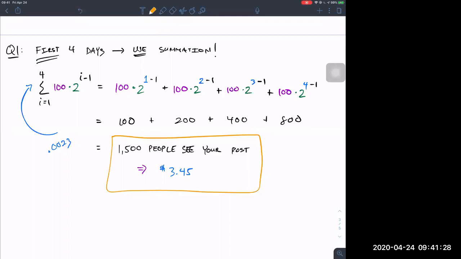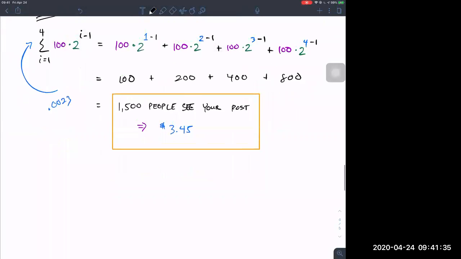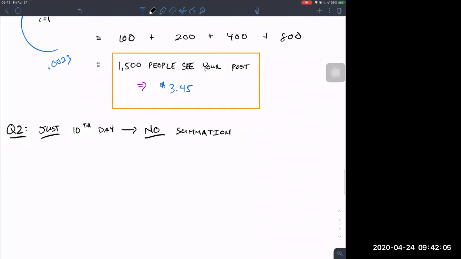So again, this problem is special in the sense that it talks about the first 4 days, which means that we use a summation. Question 2, when I ask for just a 10th day, right? I didn't write the word "just" in the problem, of course. I just wrote how much was made on the 10th day. But to emphasize just the 10th day, that implies you have no summation because you're not adding up a series of days. It's just a single day.